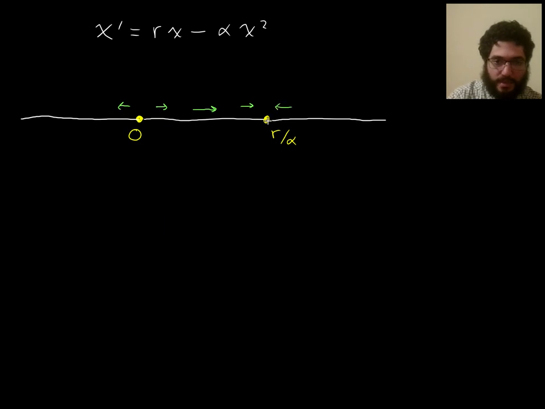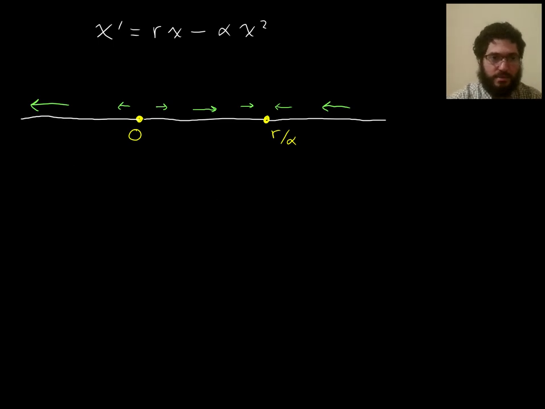So here, if x is bigger than r over alpha, then it begins to decrease, slowly at first. If x is much bigger, then it decreases very quickly. If x is a little negative, it decreases slowly. If x is very negative, it becomes more negative quickly. So this kind of shows you, if x starts at a particular place, what it's going to do.